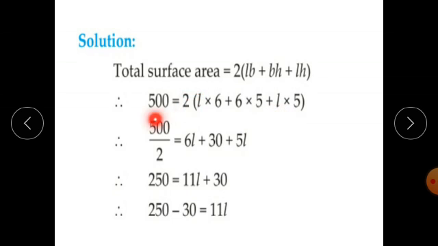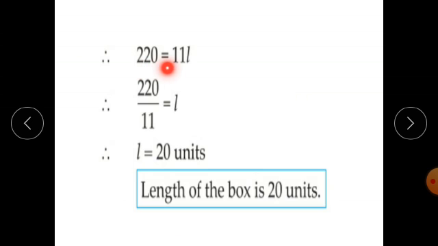Now simple transposition. 500 divided by 2 equal to 6L plus 6 into 5, 30, plus L into 5 means 5L. 500 divided by 2 is 250. 250 equal to 6L plus 5L is 11L plus 30. So 250 minus 30 equal to 11L. Therefore 220 equal to 11L. Therefore 220 upon 11 equal to L. Therefore L equal to 20 units. So length of the box is 20 units.